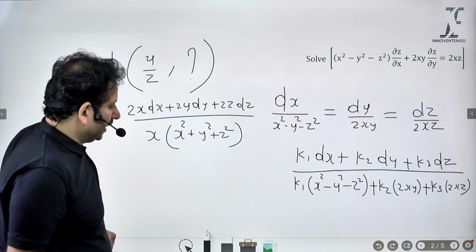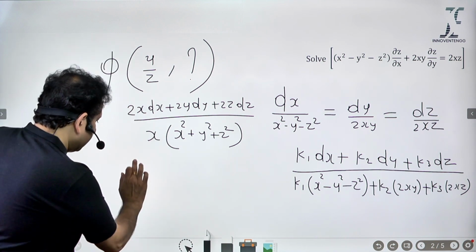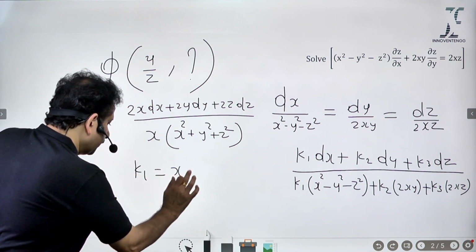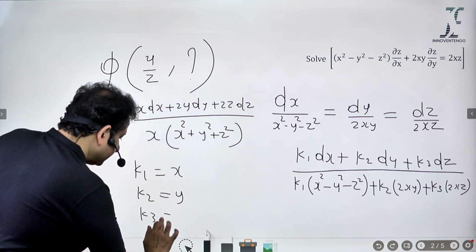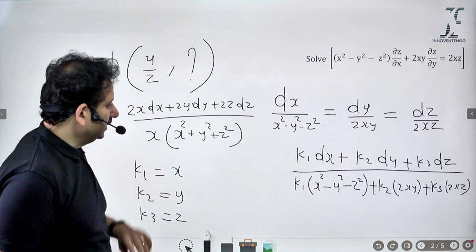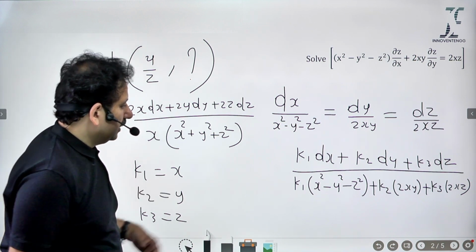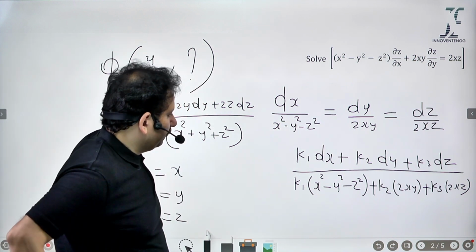So with that idea, what I can do now is I can choose k1 is equal to x, k2 is equal to y, and k3 is equal to z. Let us see whether it works or not. Now multiply this by x. What will you get?